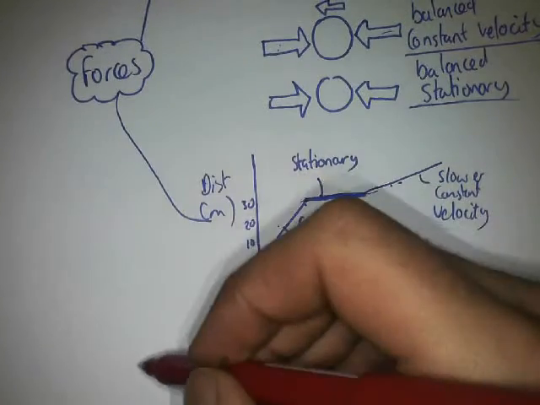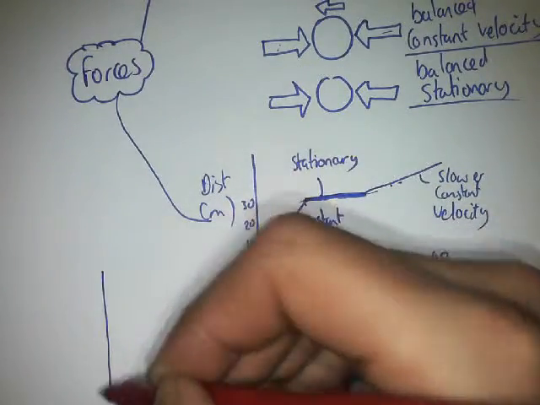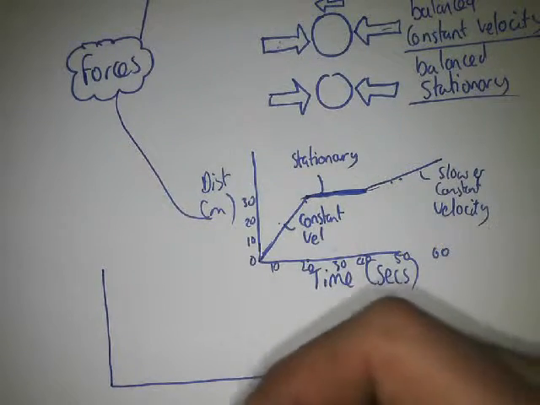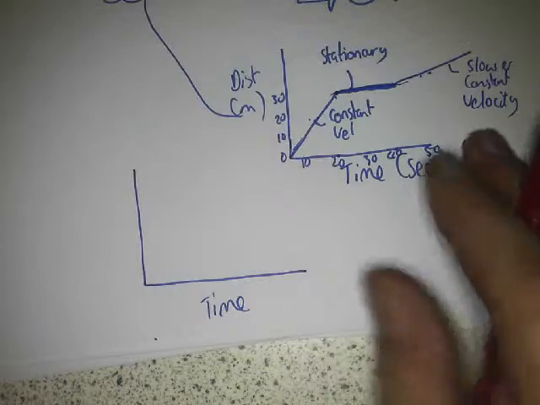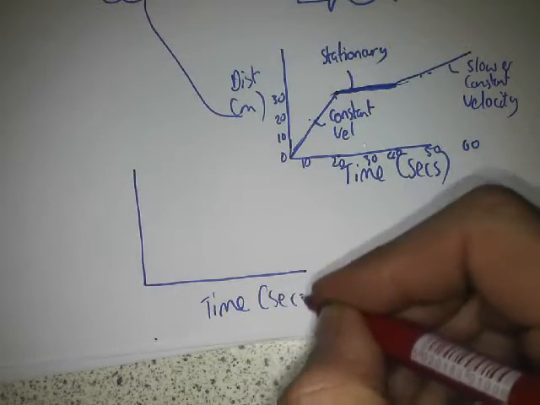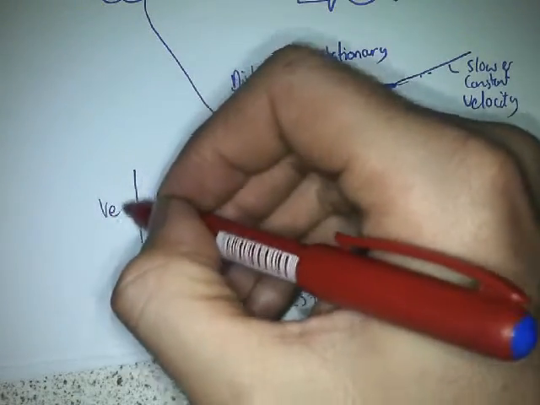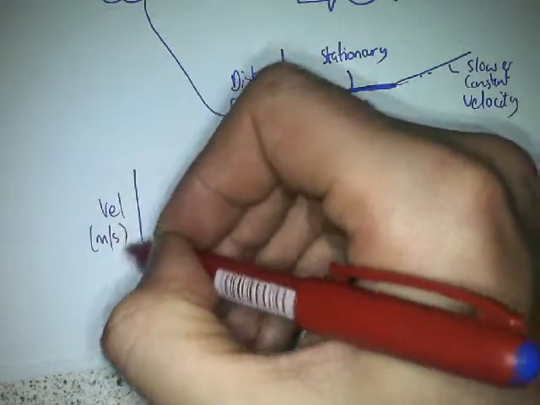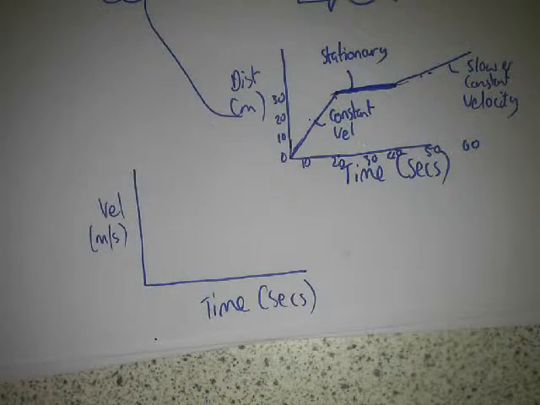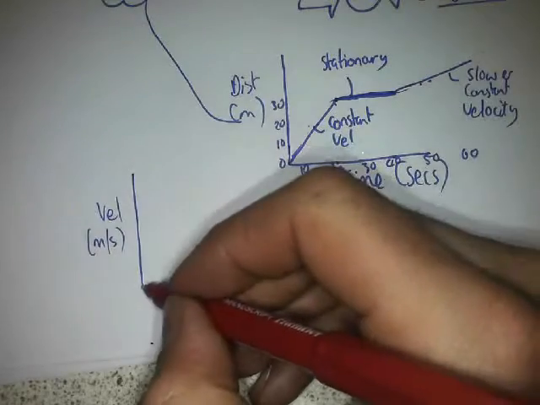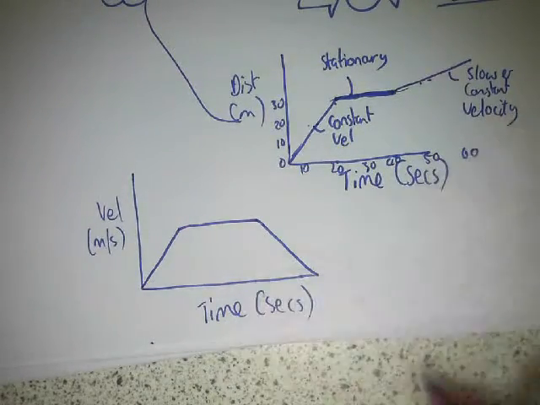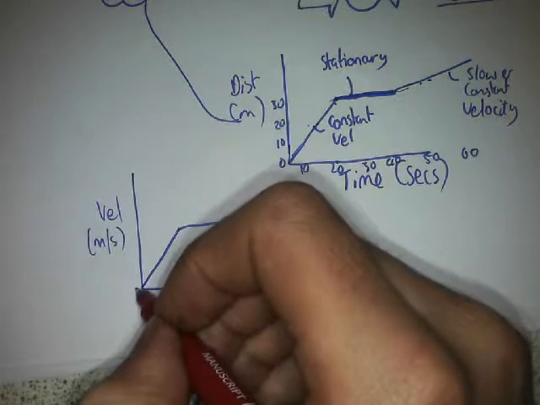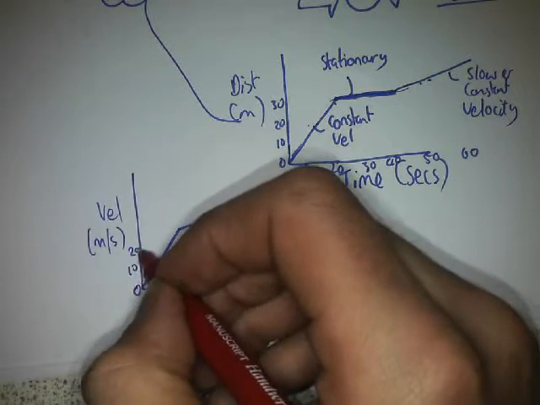Now the next graph, probably the most frequent graph you'll come across, is a velocity time graph. Time along the bottom again. Am I in shot? No, let's move it up. Time along the bottom again. Velocity up the side, meters per second. And we've got different shapes you need to recognise. So, let's put some numbers in.